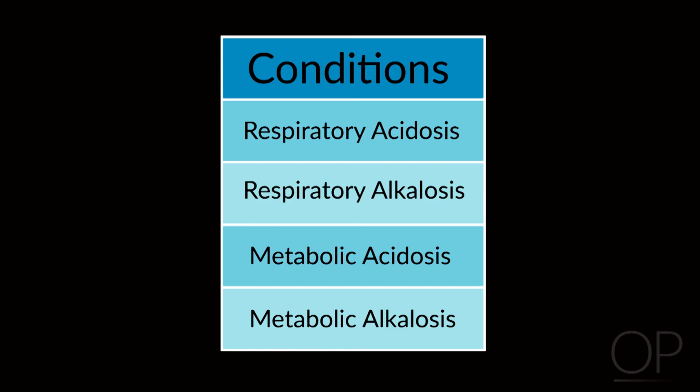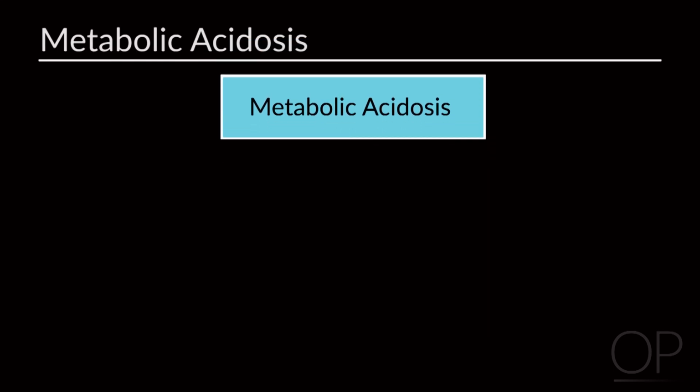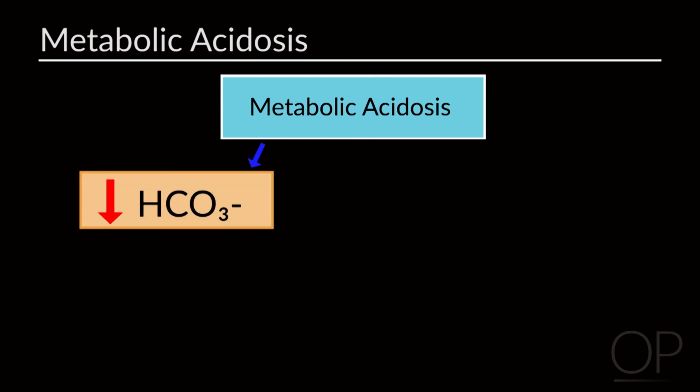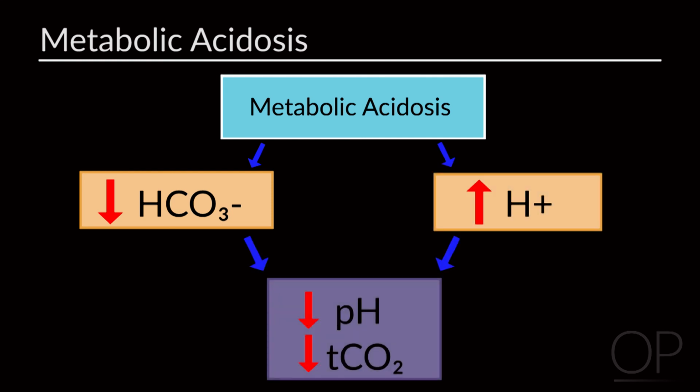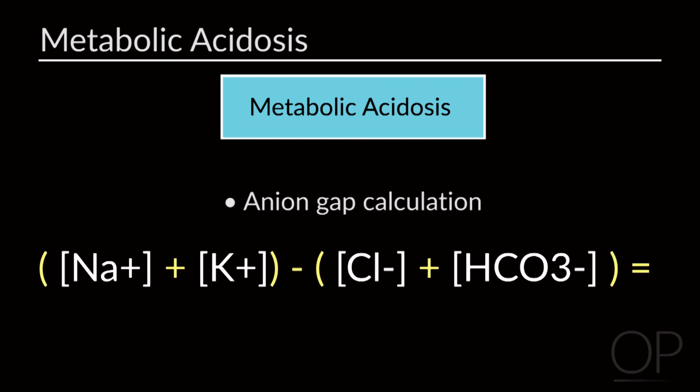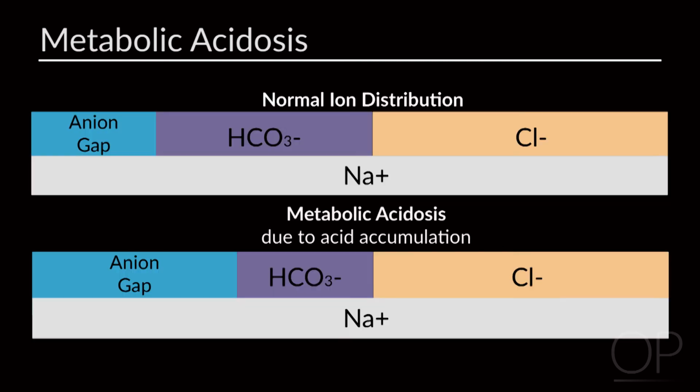Now we discuss the two metabolic conditions. The first condition is metabolic acidosis. Metabolic acidosis is defined by a primary deficit in bicarbonate ion concentration or primary gain of strong acid. As a result, the pH drops and the bicarbonate level is low as well. Calculating the anion gap can help the practitioner differentiate the type of metabolic acidosis that is present. Metabolic acidosis can be categorized as having a normal anion gap or a high anion gap.